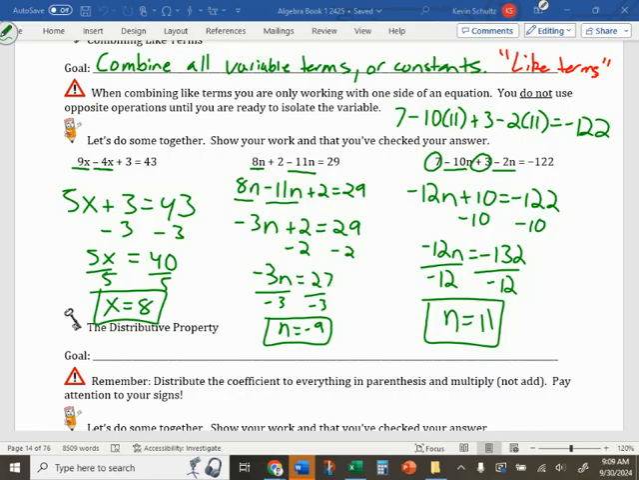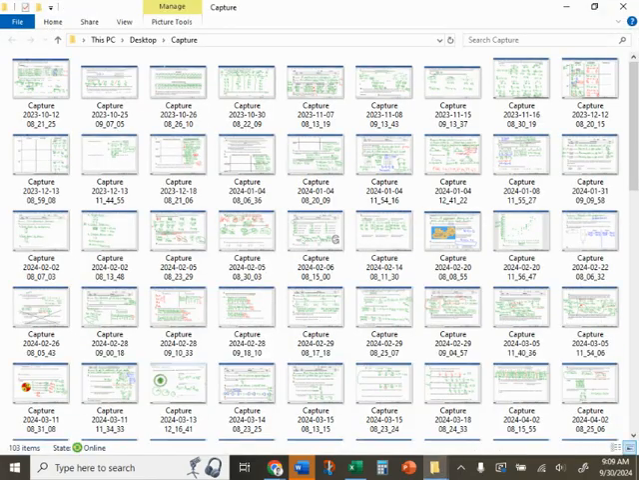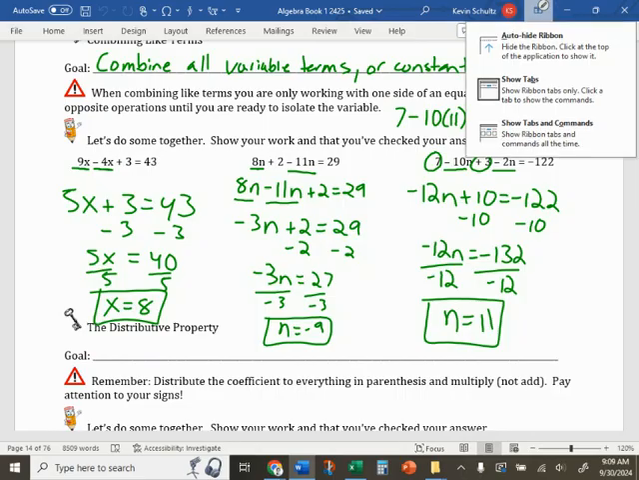Yeah, don't do it again. Yeah, great. Okay. Questions on any of this? Okay, I think I'm good. Distributive property. I will capture this for anybody that needs the notes. You can ask me for them later on.